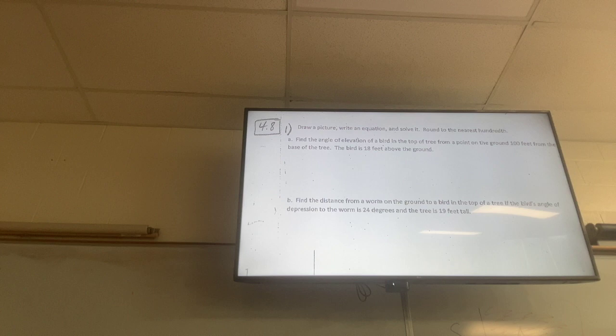Alright. Didn't we already talk about this basically? Yeah. Wait, are we skipping all these word problems? No, we're not skipping this one. Find the angle of elevation of a bird in the top of a tree from a point on the ground 100 feet from the base of the tree. The bird is 18 feet above the ground. What do you think we're going to do? A good word problem that involves angles. We're going to draw a picture. What do you think we're going to draw? A bird. Right triangle. Love it.